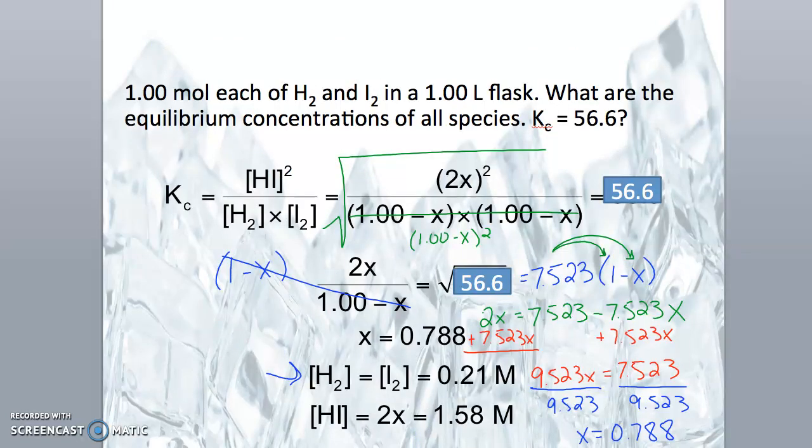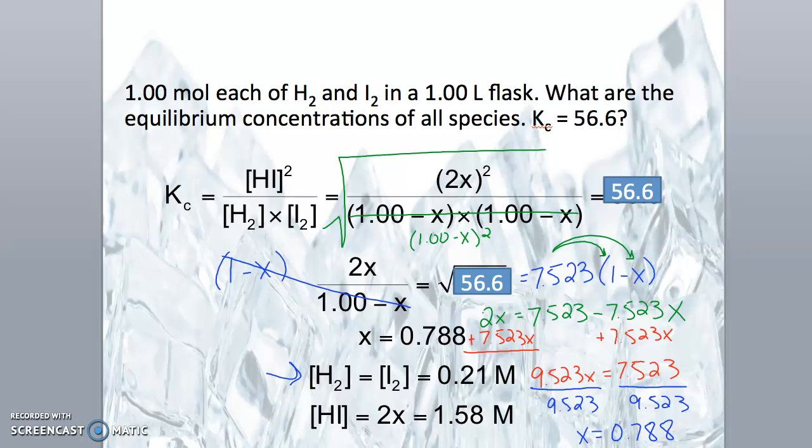We can simplify this equation by taking the square root of both sides. On the left, we get 2x divided by 1.00 minus x. On the right, we take the square root of 56.6, which equals 7.523. At this point, we just have to solve for x. There are many ways to do this, but I would start by multiplying both sides by 1 minus x.